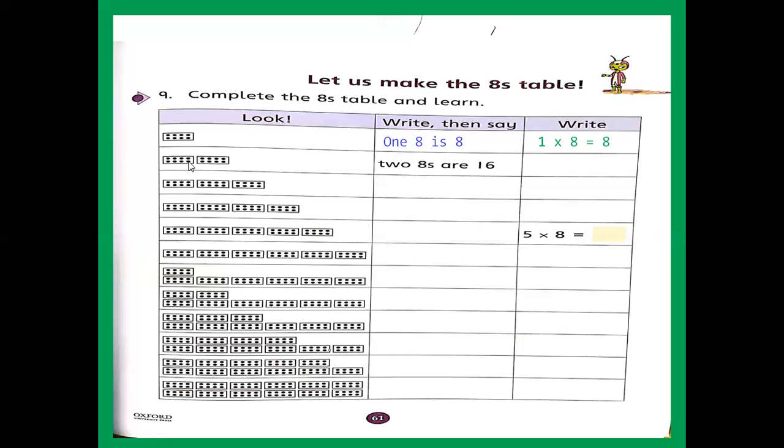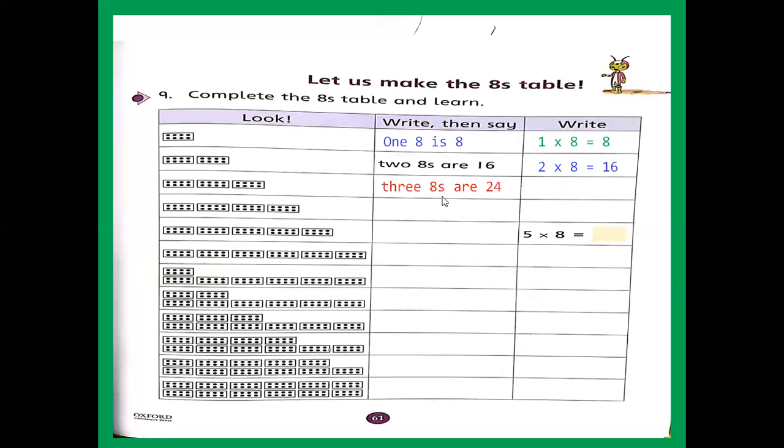2, how many boxes? 2 boxes, and inside 2 boxes how many buttons? 2 8s. 2 8s are 16. 8 + 8 = 16. So write 2 here, multiply 8 is equal to 16, and we will read 2 8s are 16. Here 3, 1, 2, 3, write 3 8s.